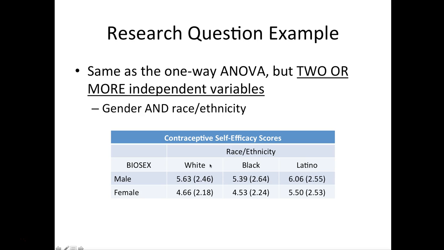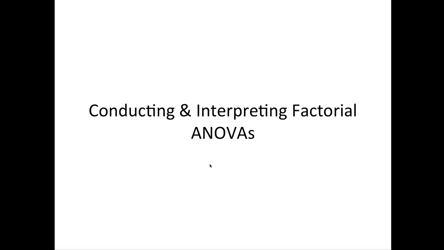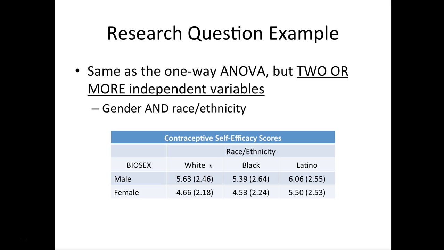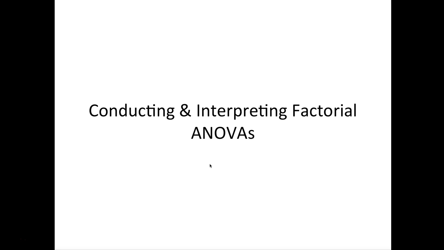In this particular situation, we could conduct a 2 by 3 factorial ANOVA. So we're looking at gender and race ethnicity individually as their main effects, and we're also looking at the interaction between them. So let's run through the 4-step process.